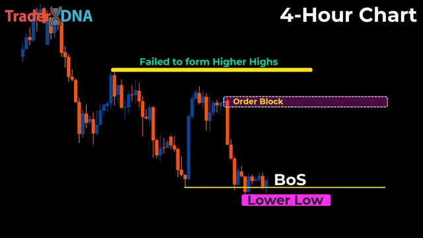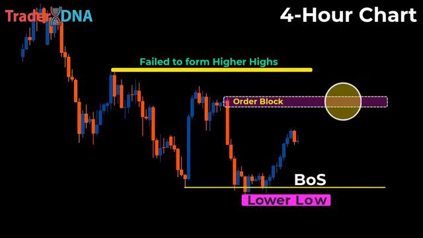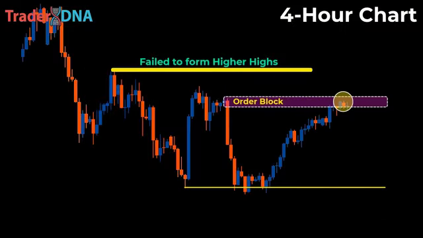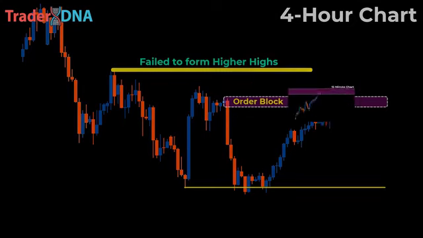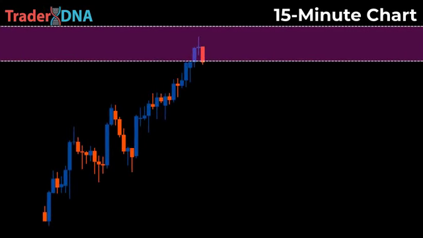Once you've identified the valid order block, wait for the price to retrace back to that level. When the price touches the order block, move to the next step, confirmation. We need to confirm if the price will bounce off this order block. To do that, switch to a lower time frame like the 15-minute chart. On the 15-minute chart, look for signs of bearish momentum to see if the price will reverse from the order block.